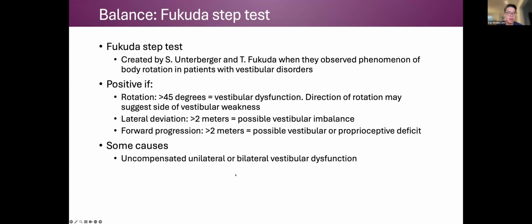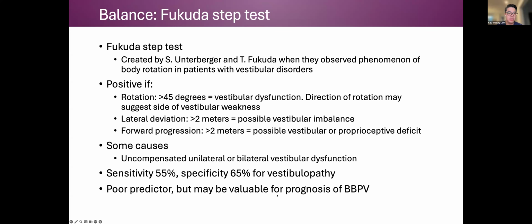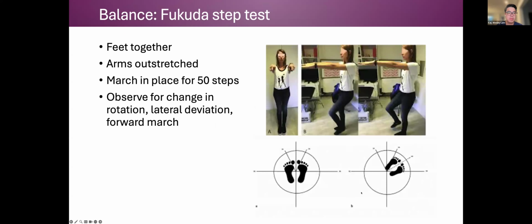And then some causes of this are uncompensated unilateral or bilateral vestibular dysfunction. And so the sensitivity and specificity of this have been reported also similar to Romberg, pretty low for vestibulopathy. But there are some studies showing that while it's a poor predictor, it may be valuable for the prognosis of BPPV. And how it's done, you have the patient put their feet together, arms outstretched, and have them march in place.